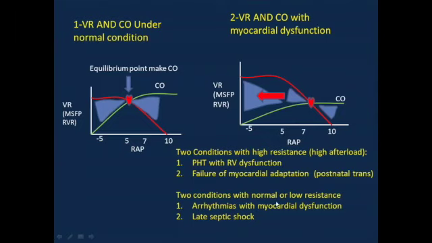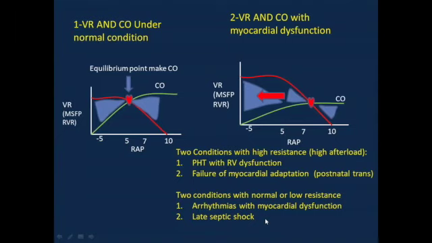You have another two conditions with normal or low resistance. So the resistance in these two conditions should be normal or even low. Arrhythmia with myocardial dysfunction: is the heart exposed to arrhythmia for a long time, because there is not enough filling time for the heart, then the blood will accumulate behind the heart, and the dysfunction will develop because of the decreased filling volume. Or it can happen due to late septic shock.